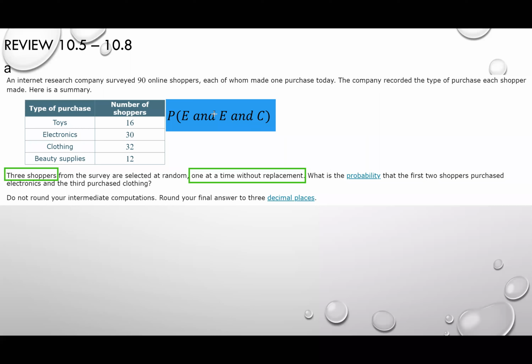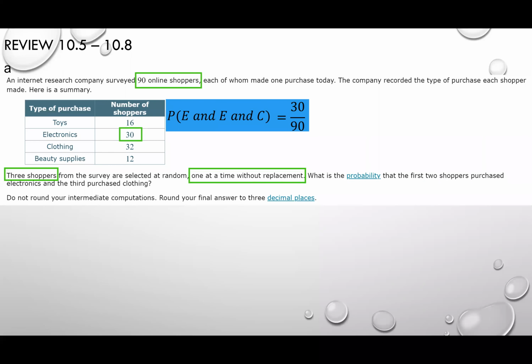Do you agree that we have 30 electronic out of the total of 90, right? So do you agree that for the first person I select, the probability of electronic is 30 out of the total of 90. And now I get that person. I do not replace him or her back. Now I go in a second time. The second time, because I don't replace them, everybody see that I have 29 over 89 because 1 less.